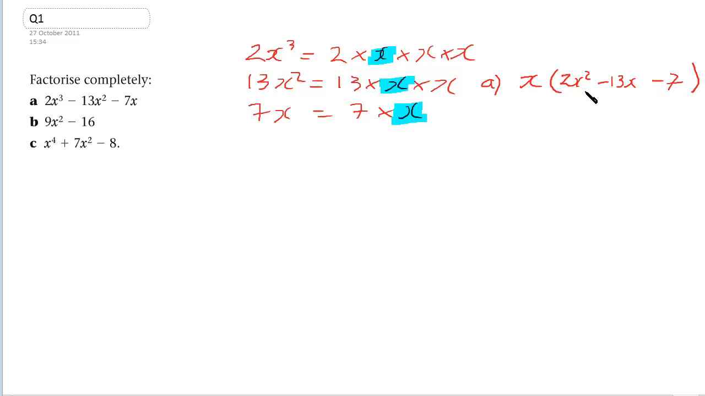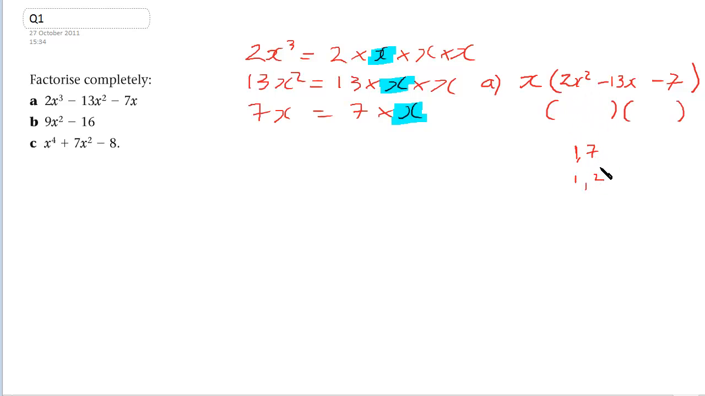Well, let's just see if we can factorize that any further. And what we're trying to do is look and see if we can find a way of putting this into two sets of brackets like this. So we look at the factors of 7. We've got 1 and 7 basically. And we look at the factors of 2, which are 1 and 2. Can we combine these in any way to get a minus 13? Bearing in mind this is a minus. Well, we can see 7 times 2 is 14 and 1 times 1 is 1. So take one away from the other, you'll get 13.